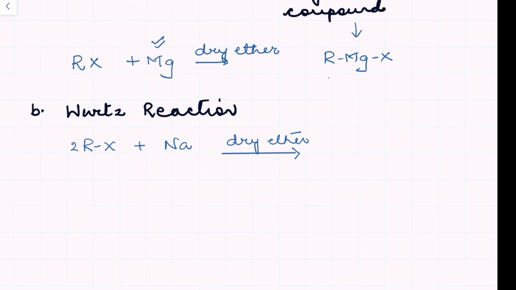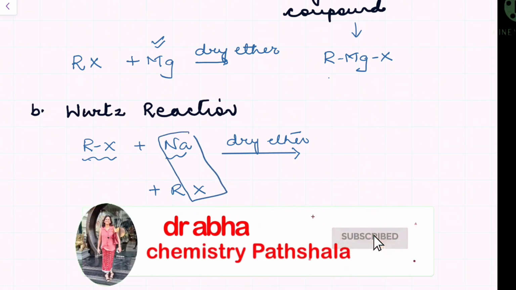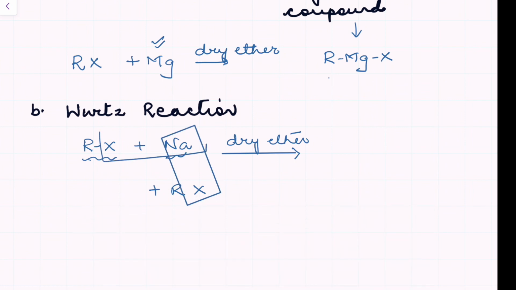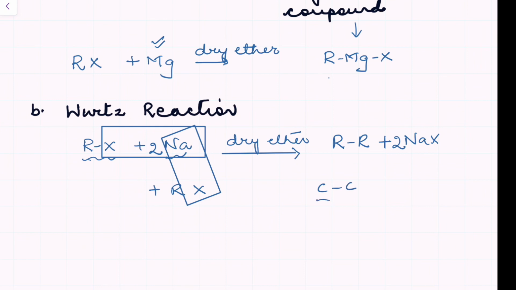Here what happens is, when you treat RX with Na in presence of dry ether, now let me write it this way. We have one NaX going like this, then there is one more NaX going like this. We take 2 Na and we get RR, that is alkanes, plus 2 NaX. So this is the Wurtz reaction where a new carbon-carbon bond is created. Here a carbon and metal bond is created. That's all for the chemical properties of haloalkane.